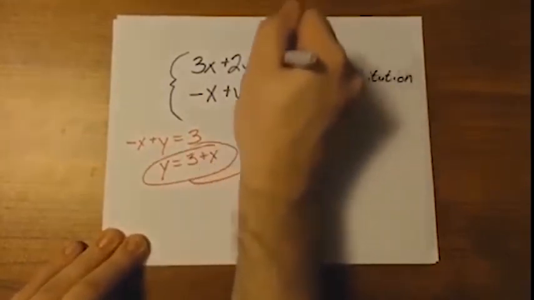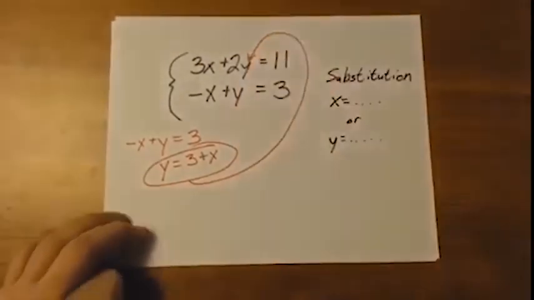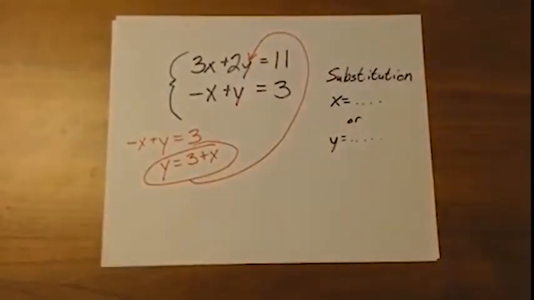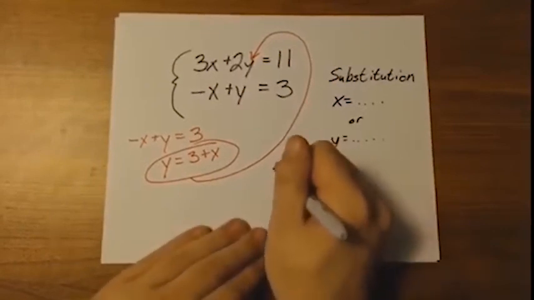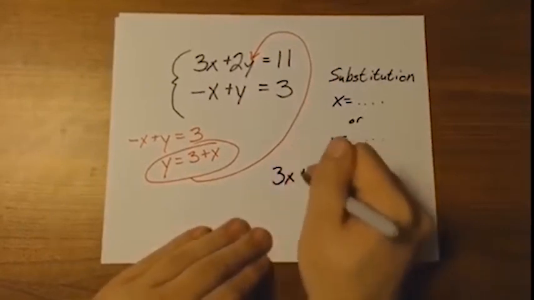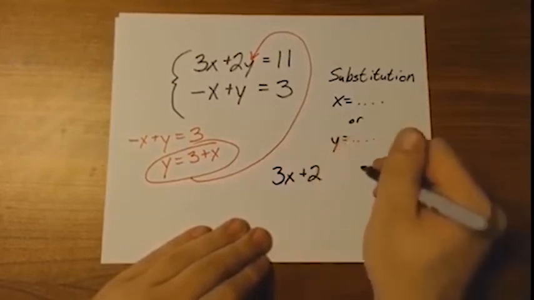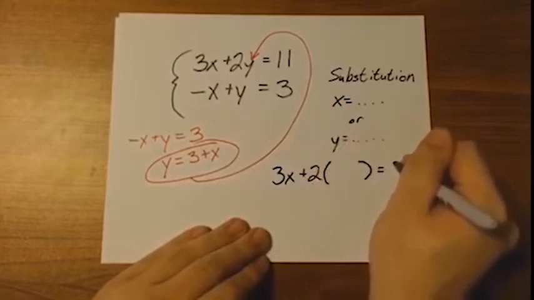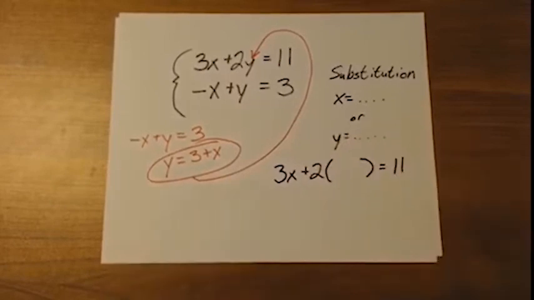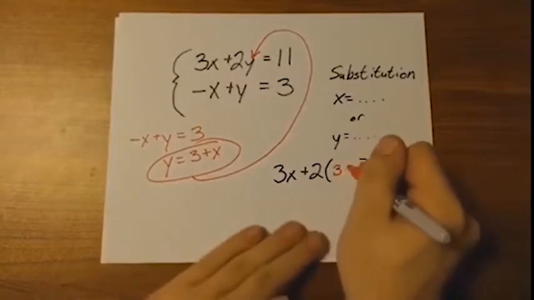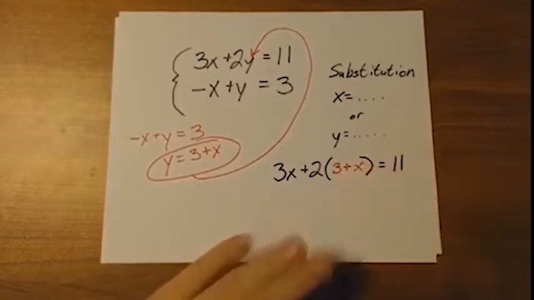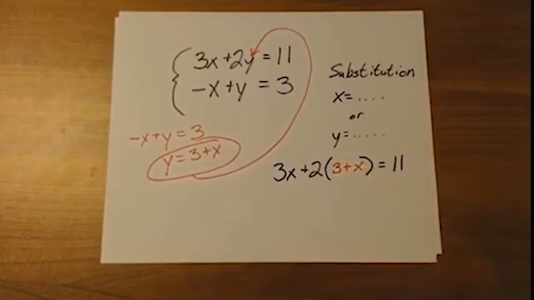We're going to take that expression for y and plug it in the other equation. So instead of 3x plus 2y equals 11, for y, we're going to use that expression 3 plus x.